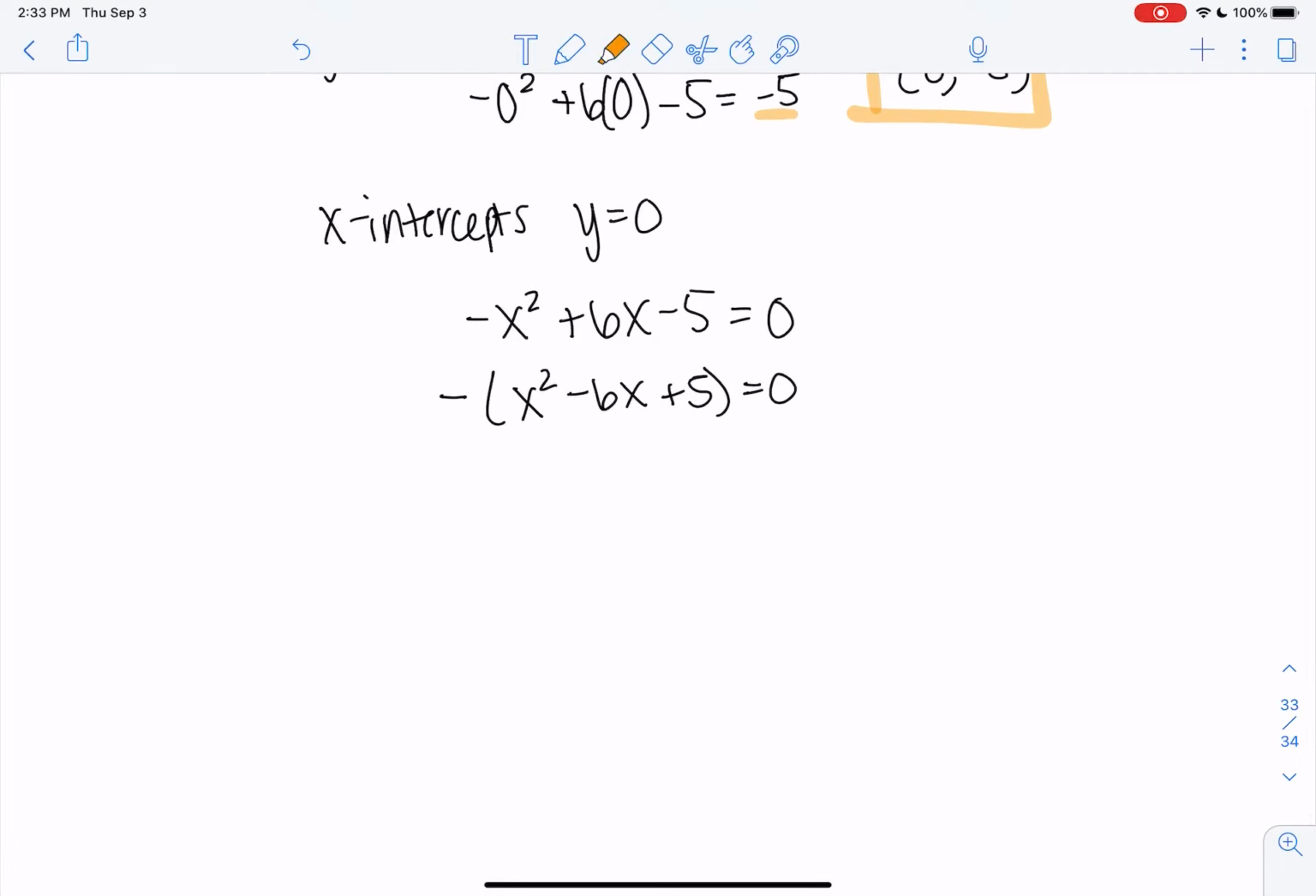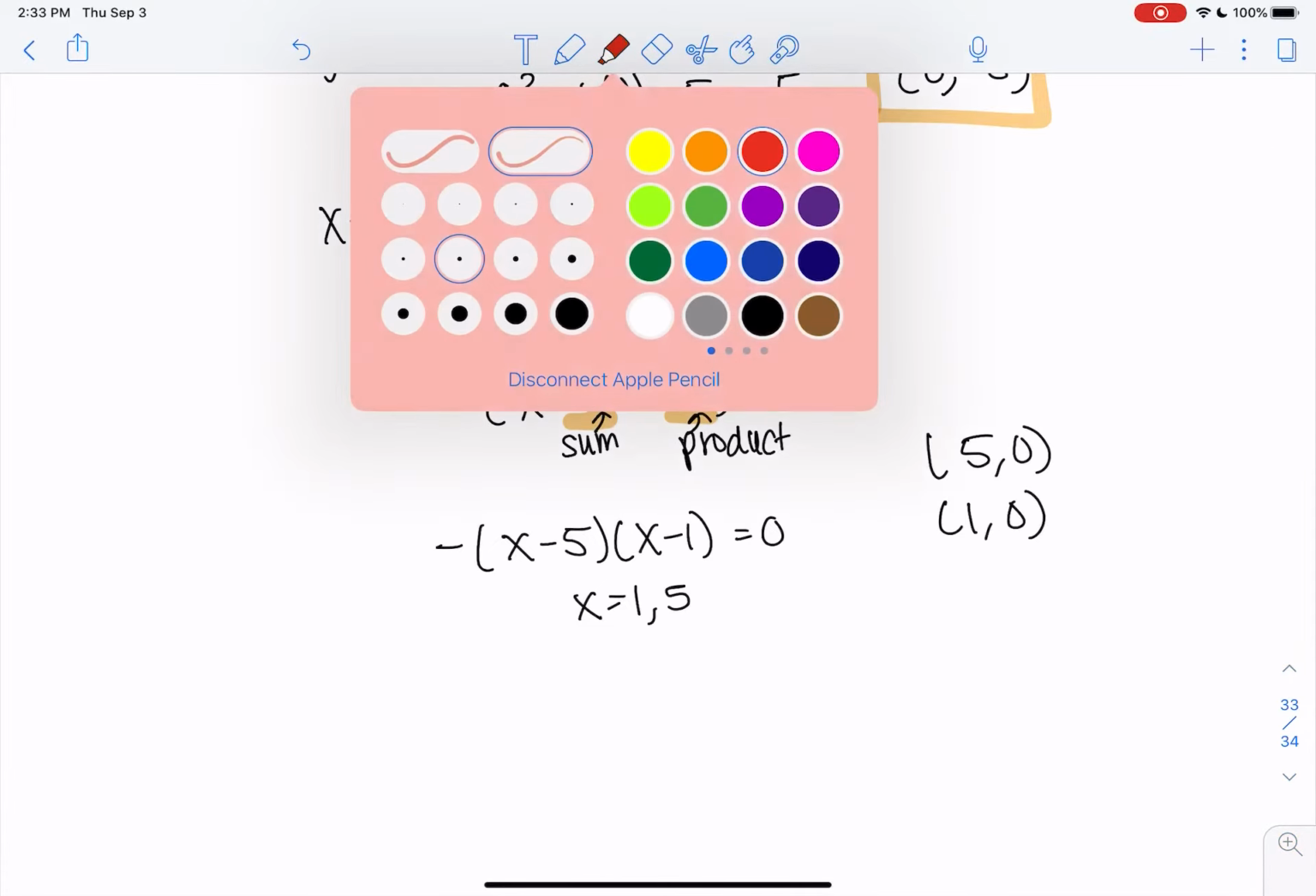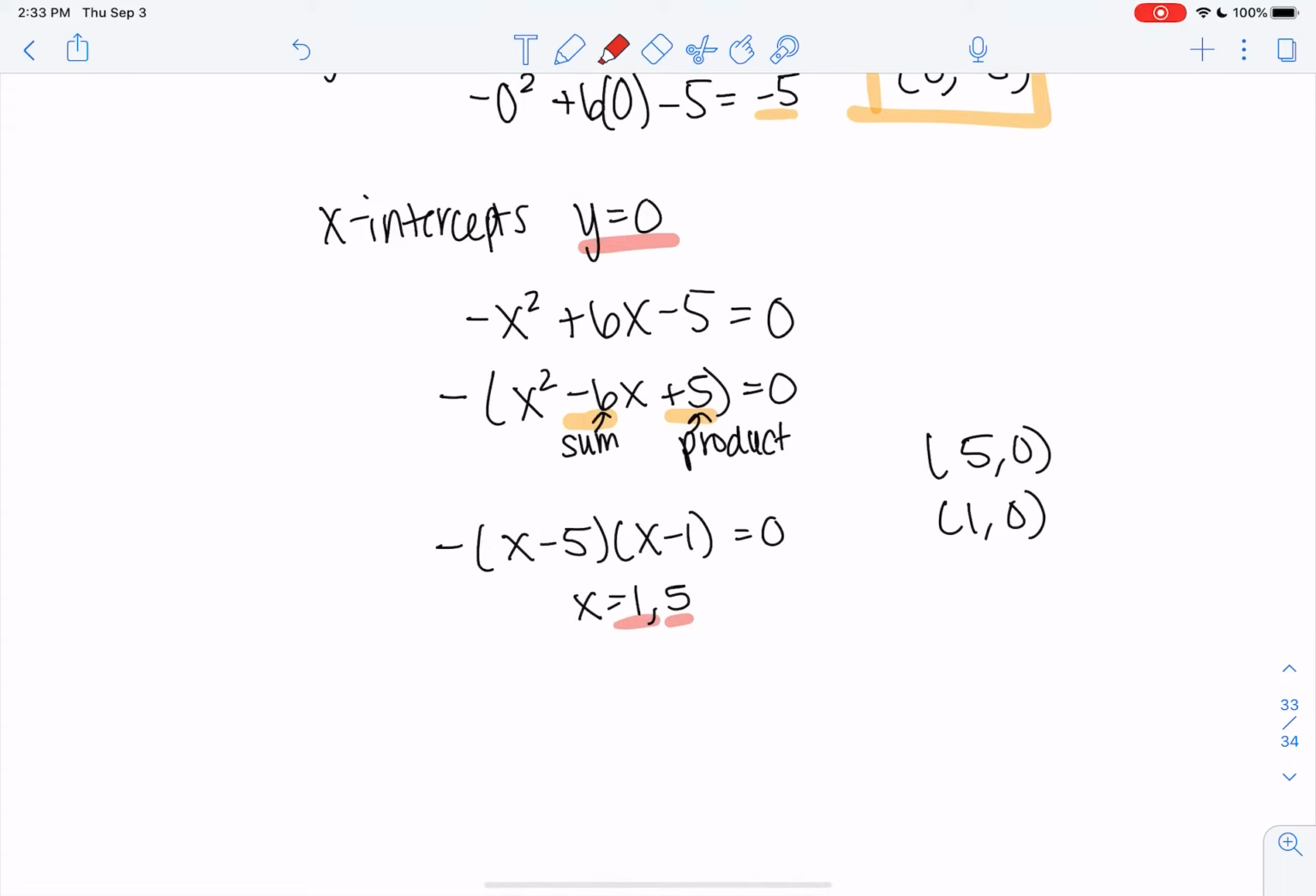So let's see, we need a sum of negative 6 and a product of 5. So what would that be? Probably negative 5 and negative 1. Right, those add up to negative 6, but multiply to make 5. So that means we get x equals 1 and 5. So my two intercepts would be (5, 0) and (1, 0). Right? Y is 0, and these are my x values. So those are my x-intercepts. So factoring out the negative makes it a lot easier to factor.